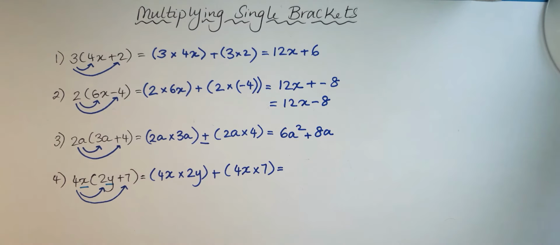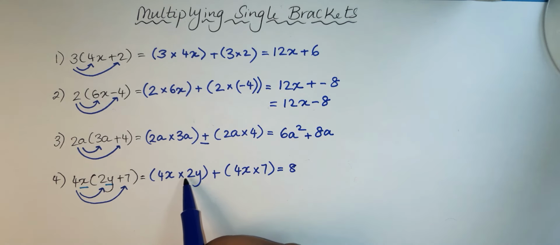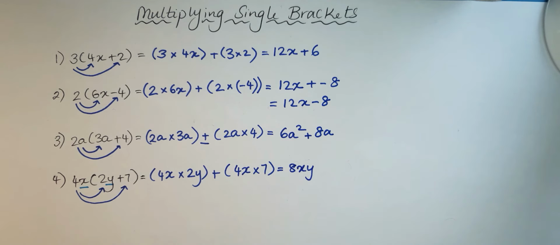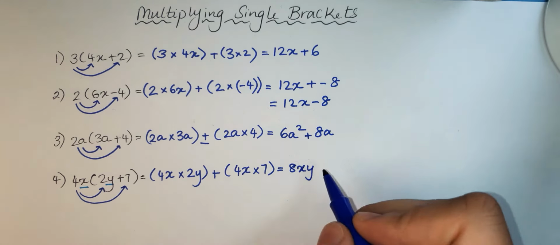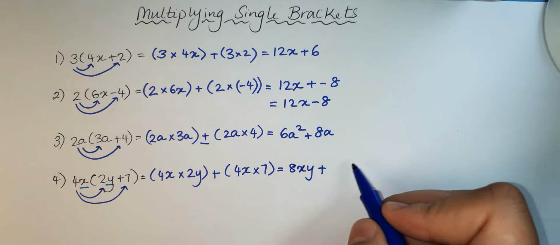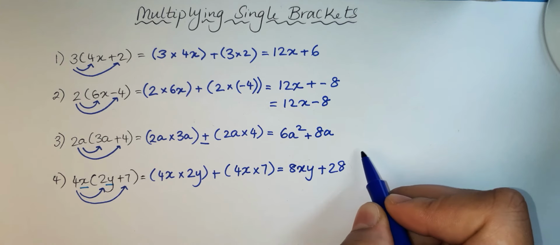Now if we look here, 4x multiplied by 2y, we would get, so 4 times 2 is 8. And x times y is just xy. That's all it is. And then we add on 4x times 7. So 4 times 7 is 28. So we add on 28x.